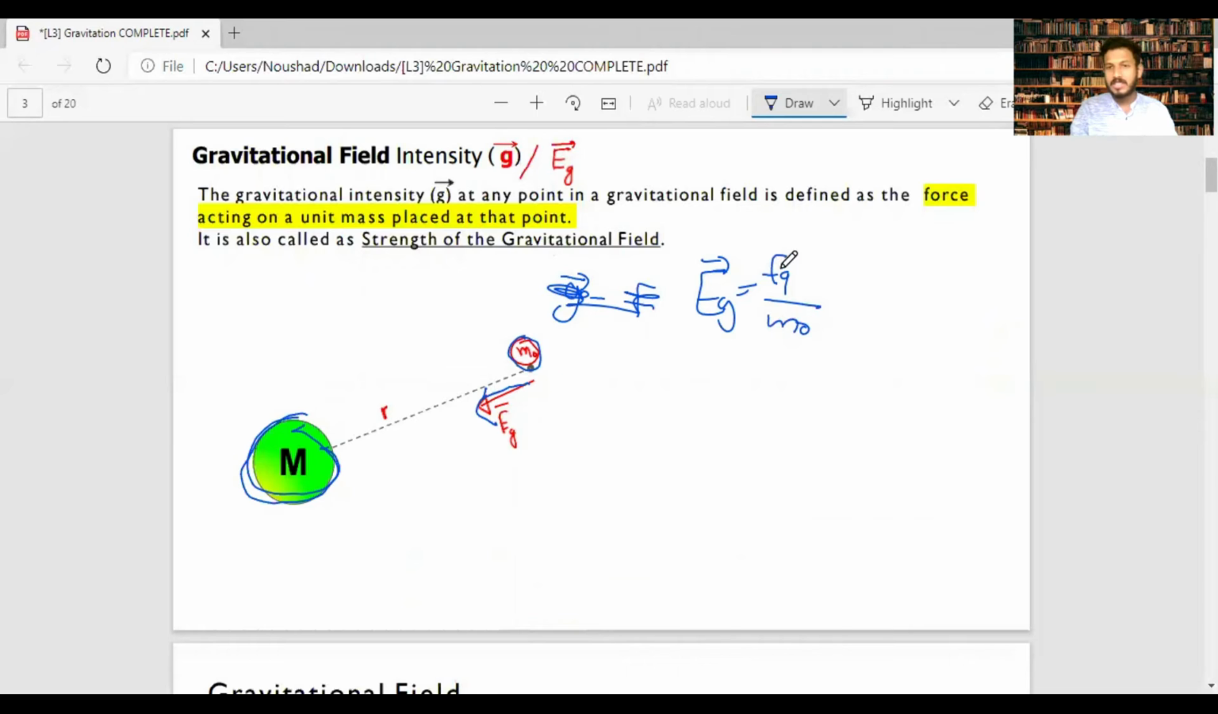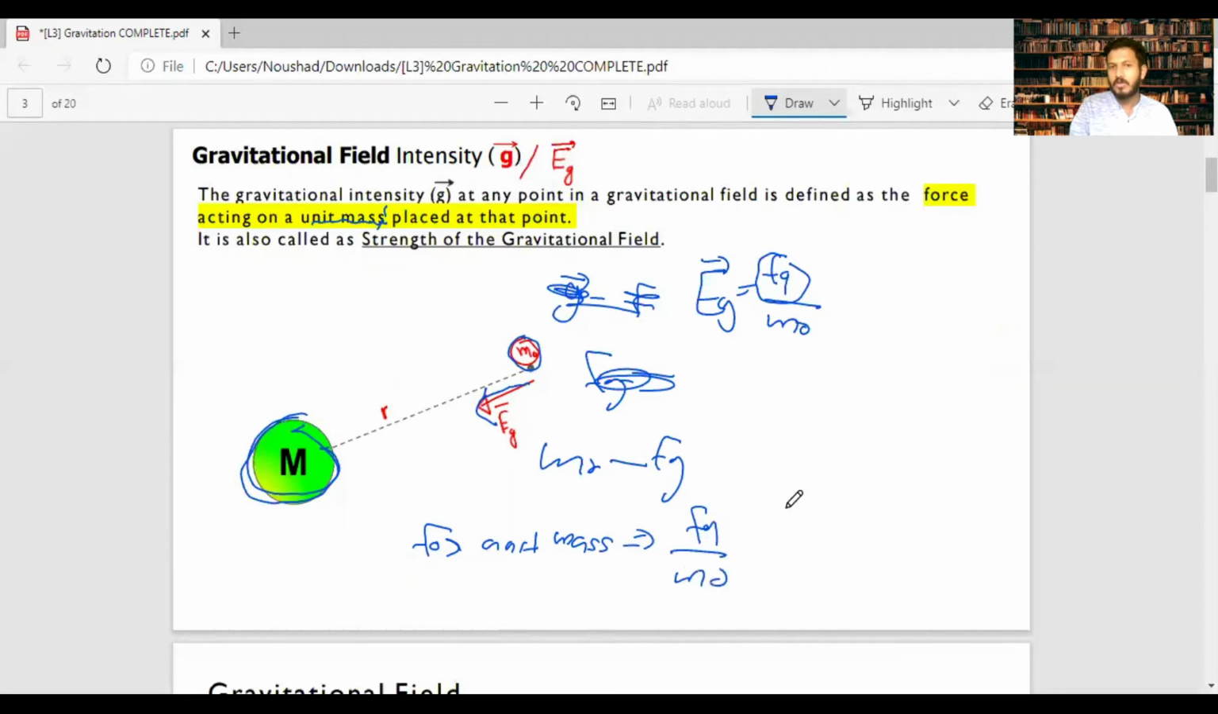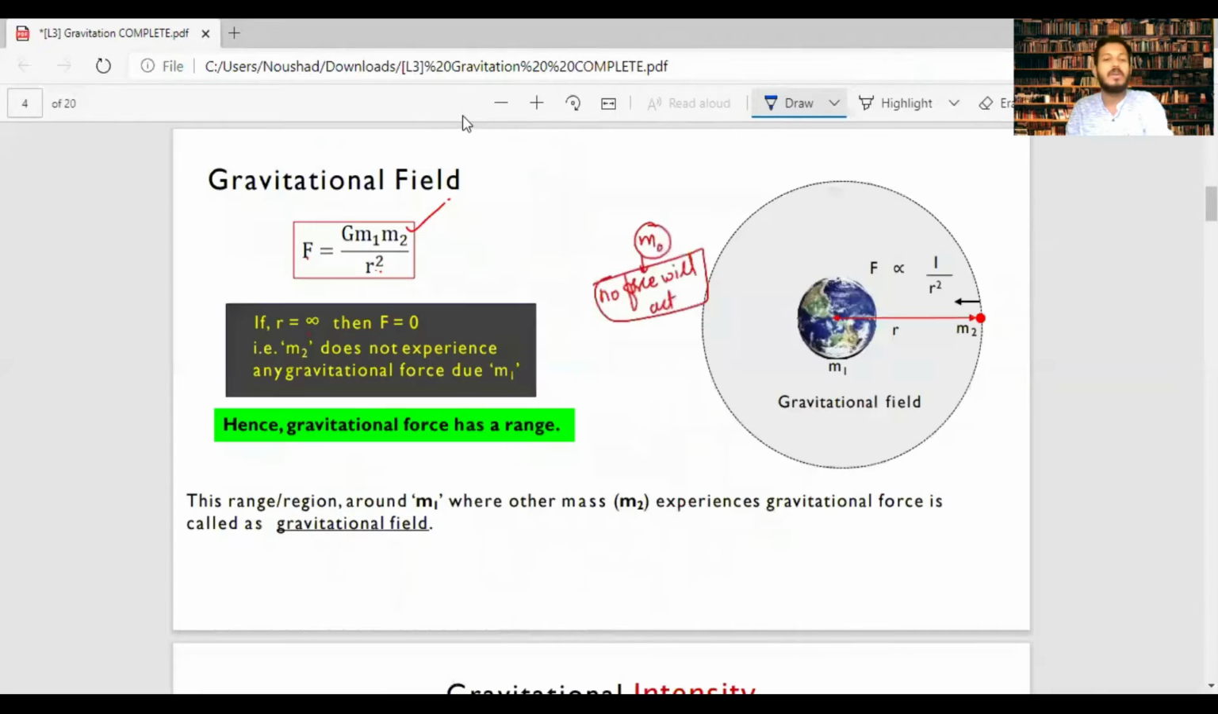For M0, there is F_g force. So for unit mass, that can be calculated by dividing by M0. For unit mass, how much force? F_g by M0. That is E_g. It's a complicated concept, but it has no numerical aspect, so we can leave it. So here the gravitational force F is equal to G m1 m2 divided by r square.